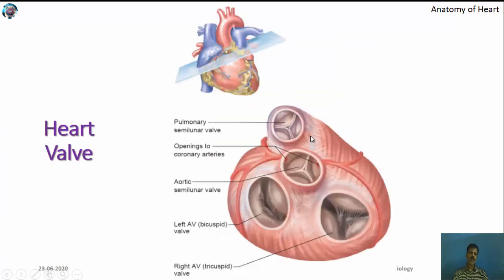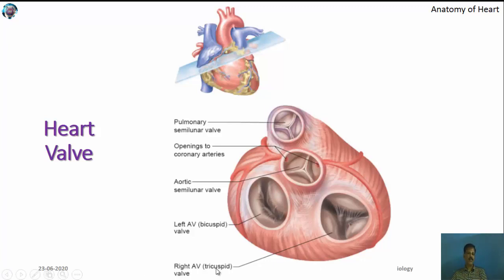If you see how the valves look, this diagram clearly shows the role of the valve. The role of the valve is to block the flow of blood in one direction, allowing blood to flow in only one direction. If you see the left atrioventricular valve, that is the bicuspid valve, it should allow blood flow from atrium to ventricle. So it should allow the inflow of blood. So it shows the opening.